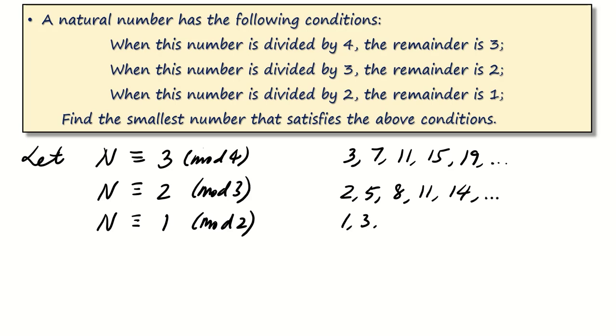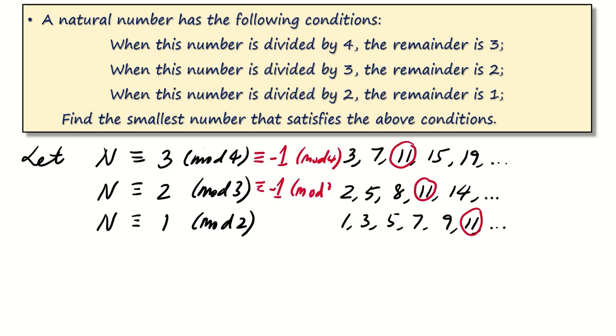So we have 1, 3, 5, 7, 9, 11, and so on and so forth. It is not difficult to see that 11 appears in all three conditions, and therefore the answer is equal to 11. But how are we going to do it in a more mathematical way without guess and check? We can actually write n congruent to 3 mod 4 as n congruent to negative 1 mod 4. And for n congruent to 2 mod 3, again it is negative 1 mod 3. Likewise, the third one is congruent to negative 1 mod 2.